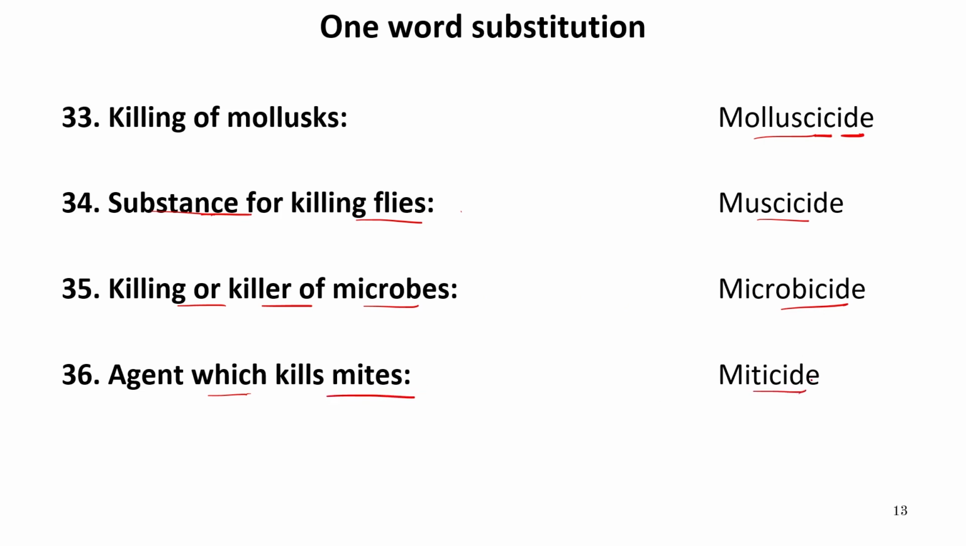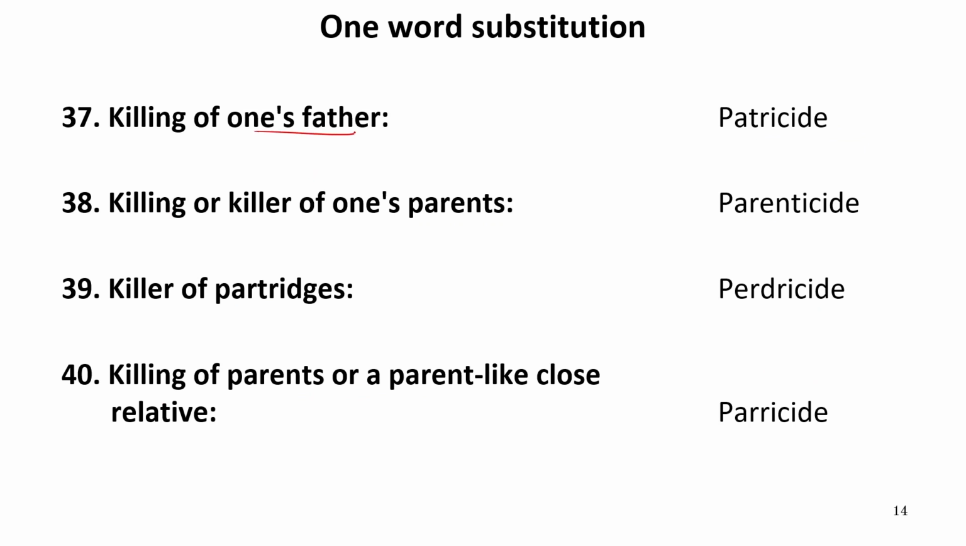Now let us move further. Killing of one's father, this is known as patricide. Killing or killer of one's parents, this is known as parenticide. Killing of partridges is known as parricide. Now partridges are kinds of birds. So these are some types of birds. Parricide is actually the French name of these partridges. Killing of parents or a parent-like close relative.